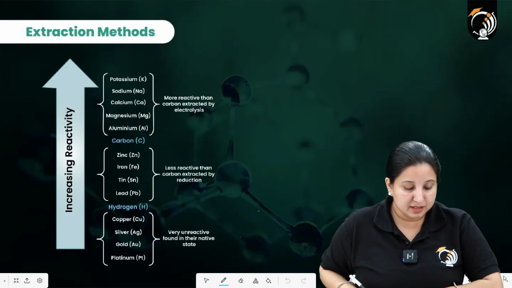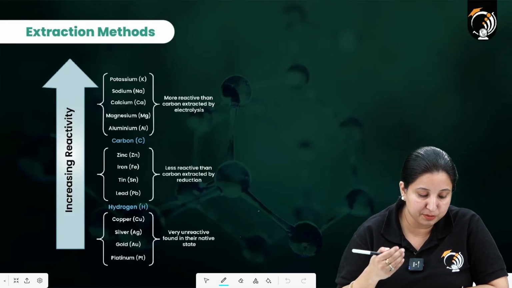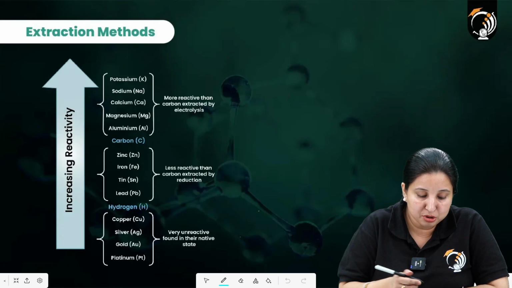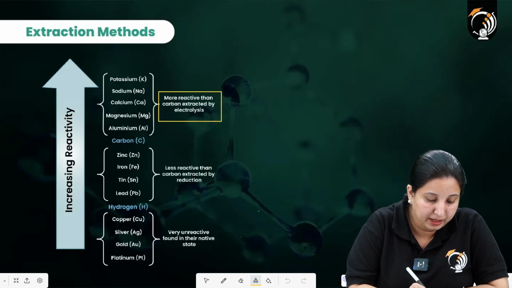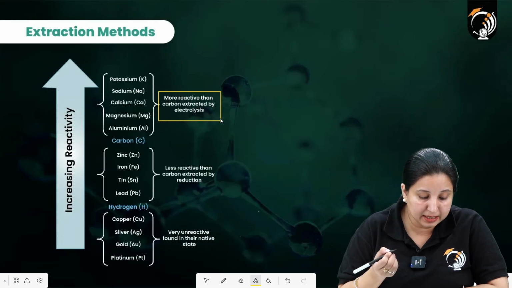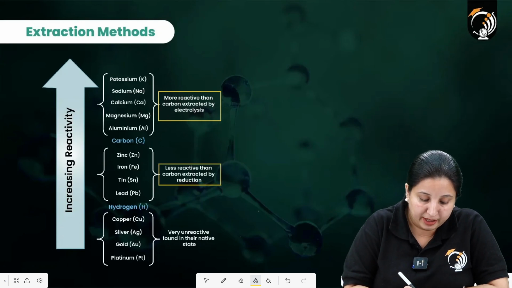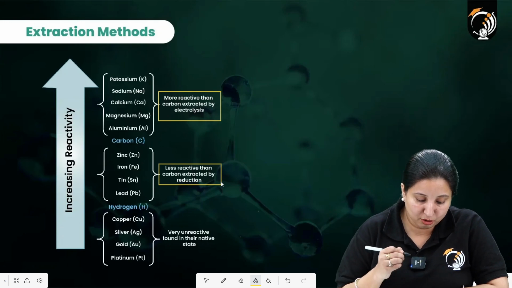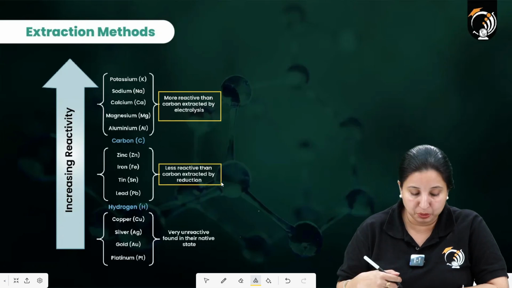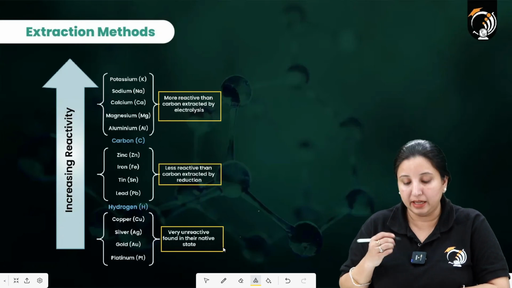So, extraction methods are again based on the reactivity series, that is potassium, sodium, calcium, magnesium, aluminum. These are more reactive than carbon. So, they are going to be extracted with the help of what? By the electrolysis method. Whereas zinc, iron, tin, lead are less reactive than carbon, so they are going to be extracted by carbon reduction. And copper, silver, gold, platinum are below hydrogen, so they are very unreactive. So, they are found in their native state.